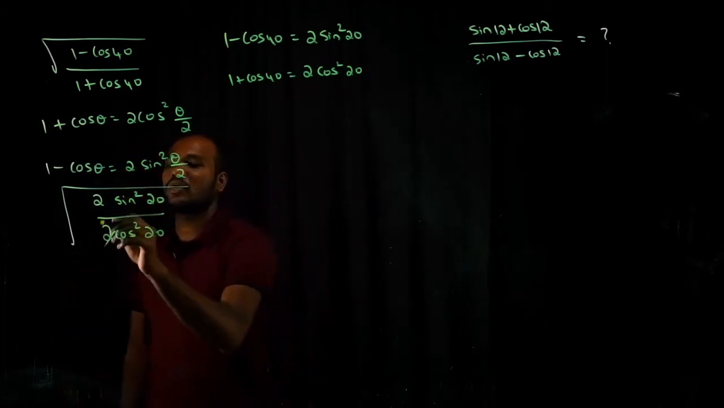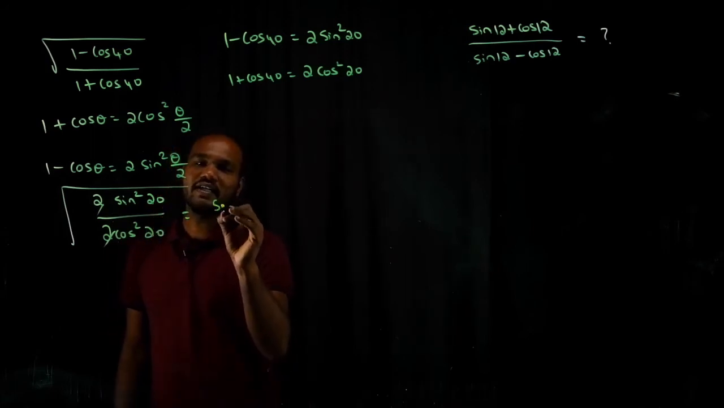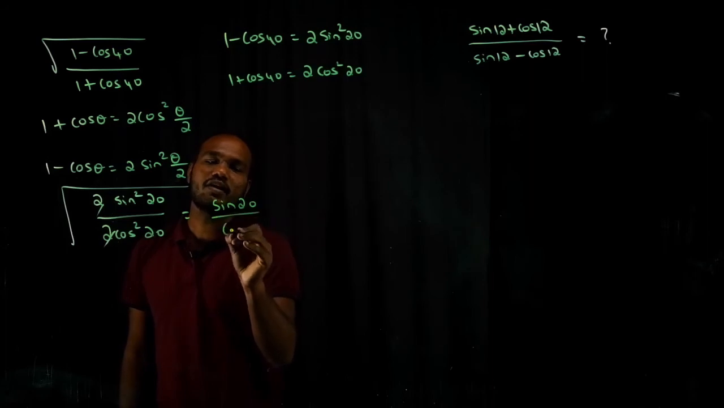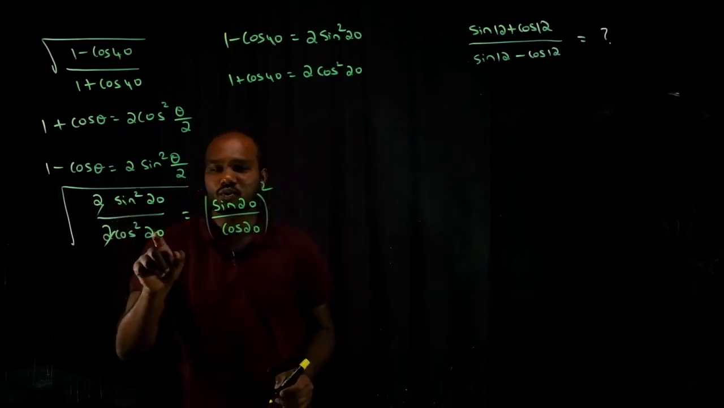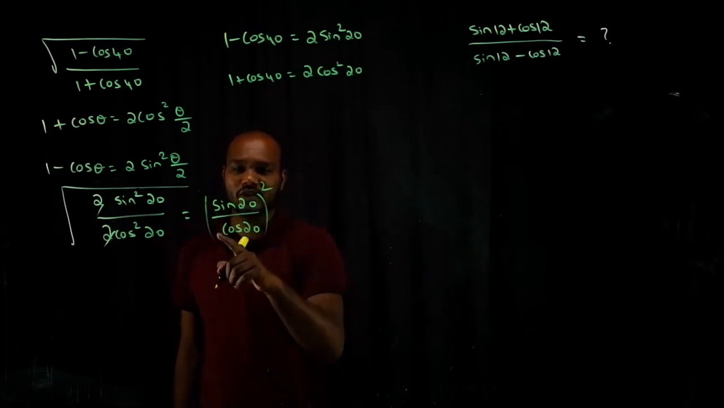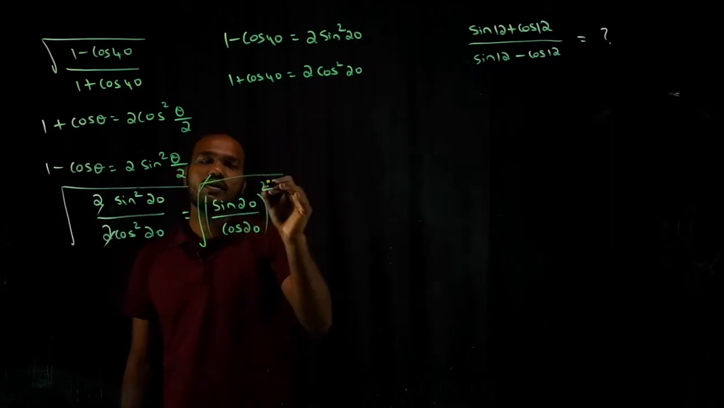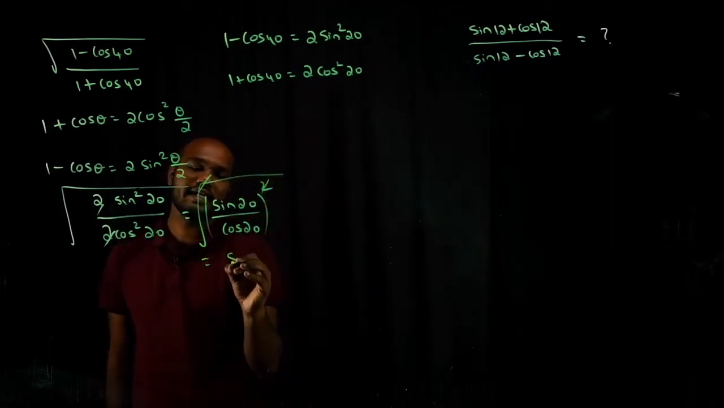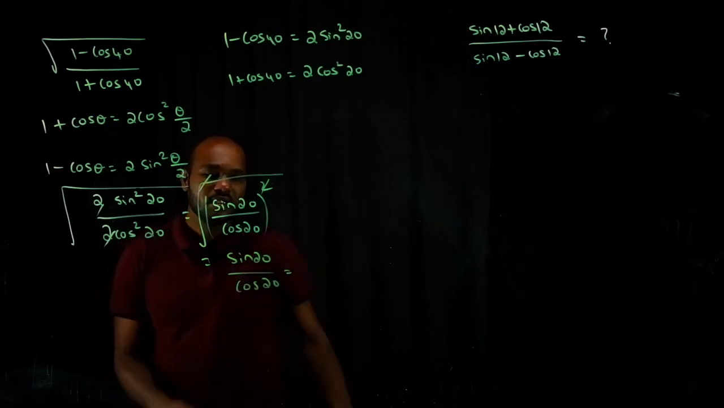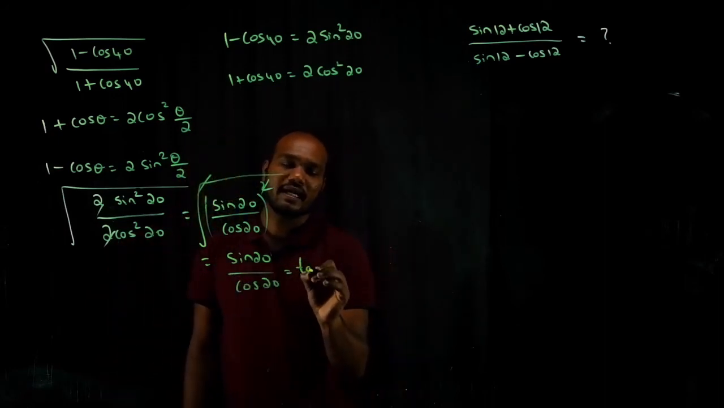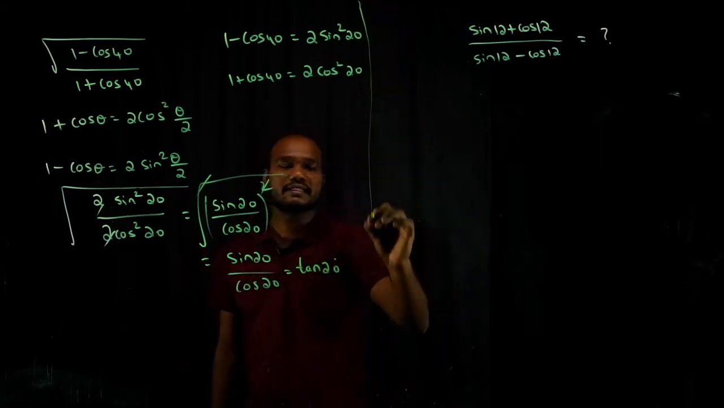I can take 2 and 2 out. So this will become sine square by cos square. I can write it as sine 20 degree by cos 20 whole square, sine theta whole square divided by cos theta whole square. And there is also the under root. The under root and square get cancelled. I will have sine 20 degree upon cos 20 degree. Sine by cos is tan 20 degree. Right?